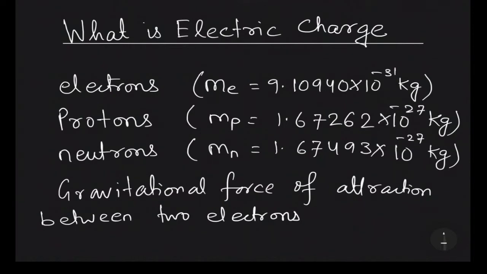Now, as we know already, there are three kinds of elementary particles: electrons, protons and neutrons, and each of these particles has some mass. I have written here, you can see clearly. Mass of an electron is approximately 9.10940 into 10 to the power of minus 31 kg. Similarly, proton has also got mass and neutron has also mass.